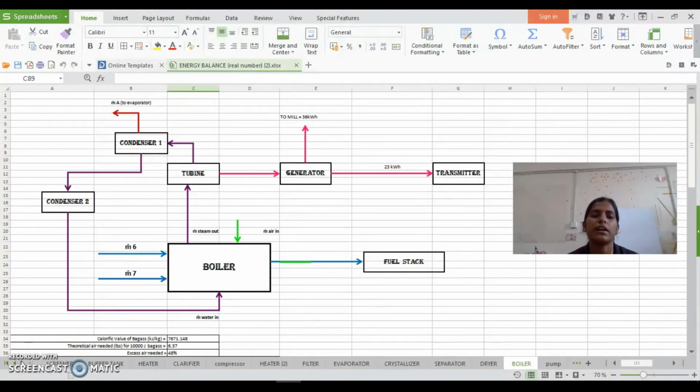So this water partially will be sent to evaporator, and the rest will be sent to a second condenser, where the temperature will be reduced even more to make sure that it can be a suitable water condition to enter as a feed water for the boiler. The bagasse that has been combusted completely will be sent to fuel stack. That is all for boiler.